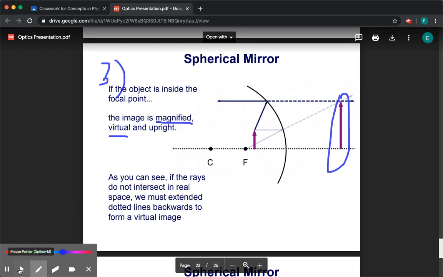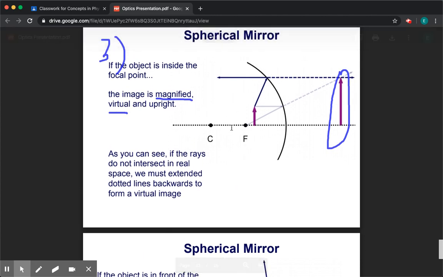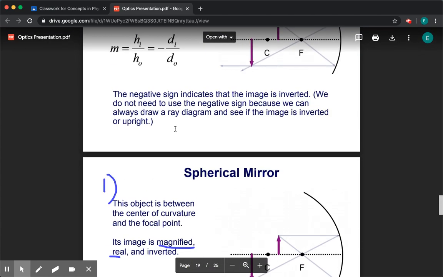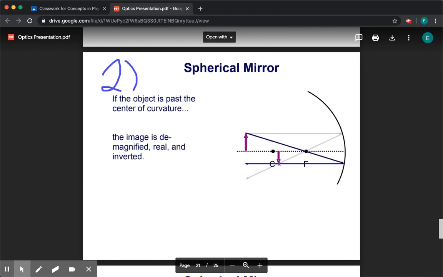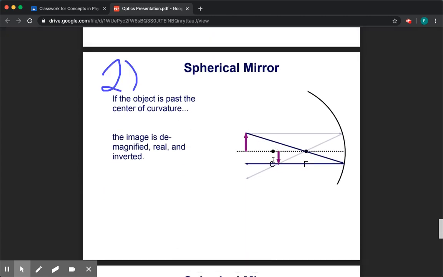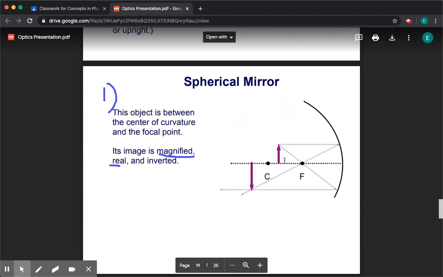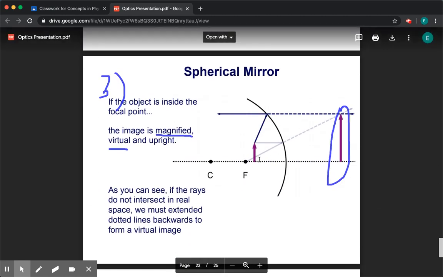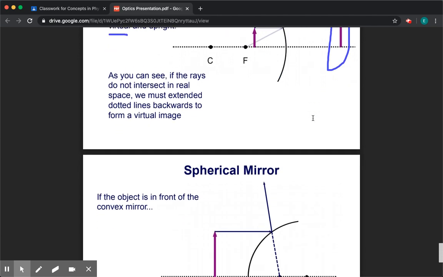That's for concave. And I believe those are the three. You're either behind the center point, in between, or you're in front of the focal point. If you're behind the center point, again, okay, this was the second one, you're going to get smaller and you're going to be upside down, but it's going to be real. If you're in the middle, you're going to get larger, it's going to be real, and it's going to be upside down again. And then the third one is if you're past it, it's going to be virtual, you're going to be taller, and it's going to be upright.